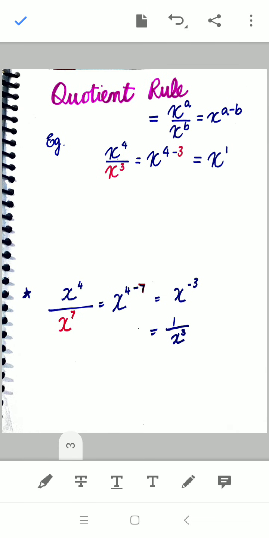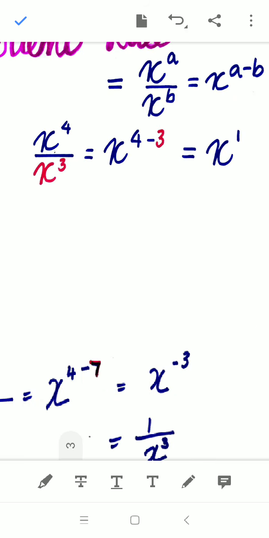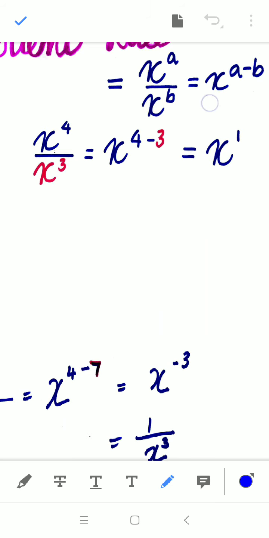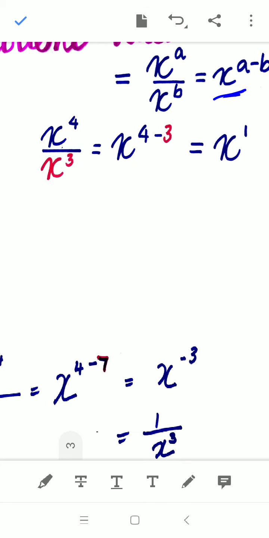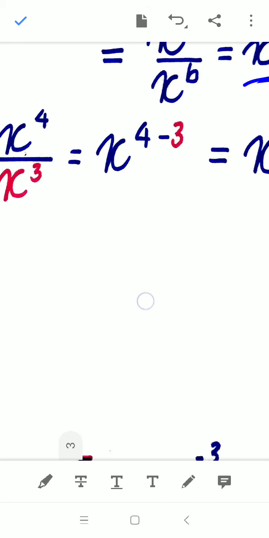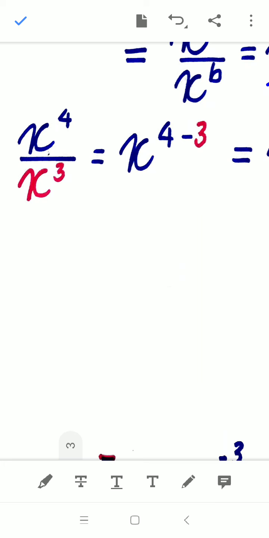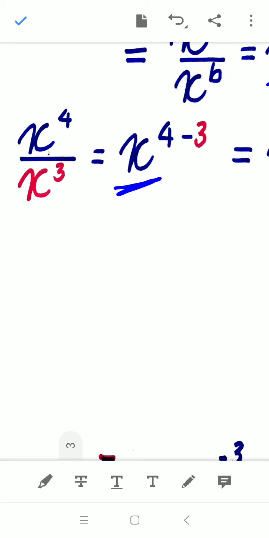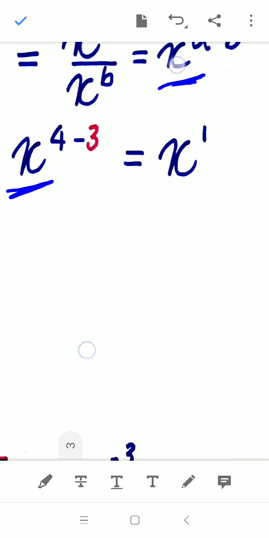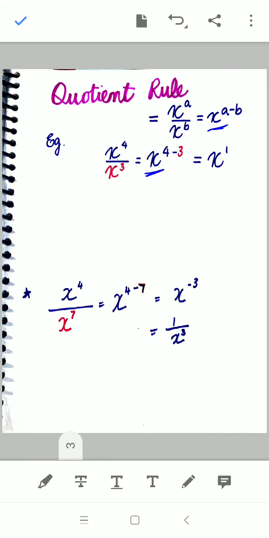The next law is quotient rule. As the name suggests, quotient, we are dividing it. So x raised to the power a divided by x raised to the power b. We take x as common and subtract the exponents a minus b. Like see here on the screen, x raised to the power 4 upon x raised to the power 3. Now what is common here? The common here is the base x. And then we are subtracting. 4 minus 3 is what? 1. So when there is a quotient rule, we subtract it and keep on writing the numbers.